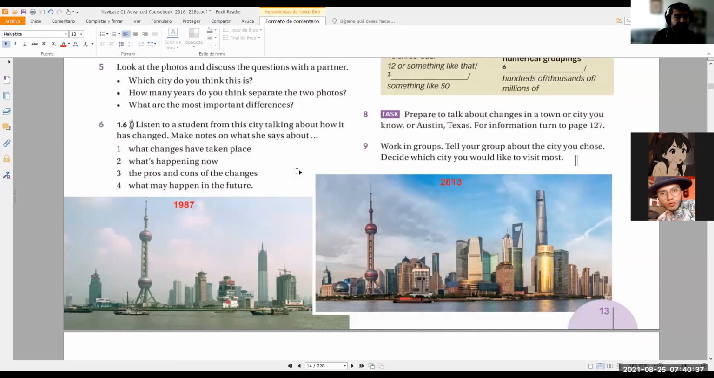So the next question, I think Magdalene already helped us a little bit. What are the most important differences? Quality of the images and also the number of buildings. Those are perhaps two of the most important differences. But is there anything else, guys, that you might want to highlight perhaps? Yeah, there is also a lot more greenery in the second picture than in the first one.